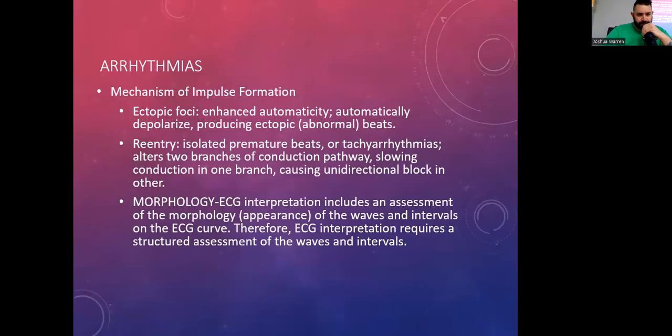More terms to learn. We've talked about ectopic foci, and they are enhanced automaticity, automatically depolarizing, producing ectopic abnormal beats. Then we have reentrant. These are isolated premature events that are usually tachycardic in nature that alter two branches of a conduction pathway, slowing conduction in one branch and causing a unidirectional block in another.